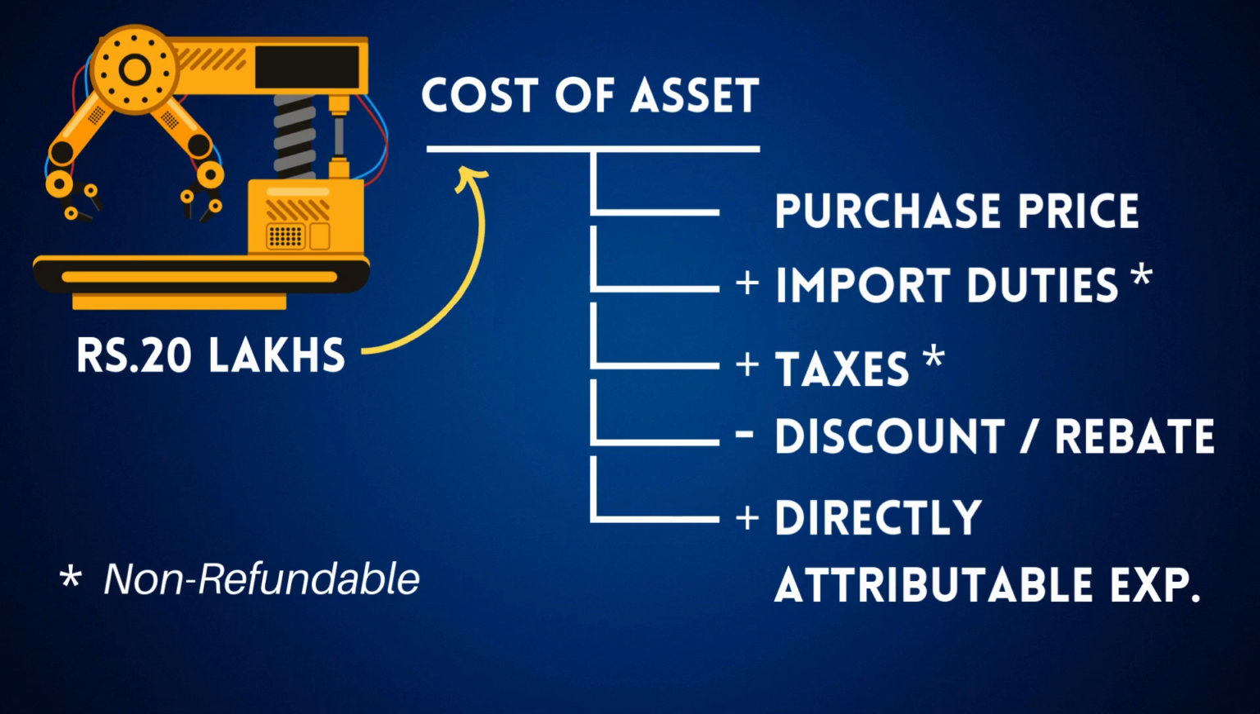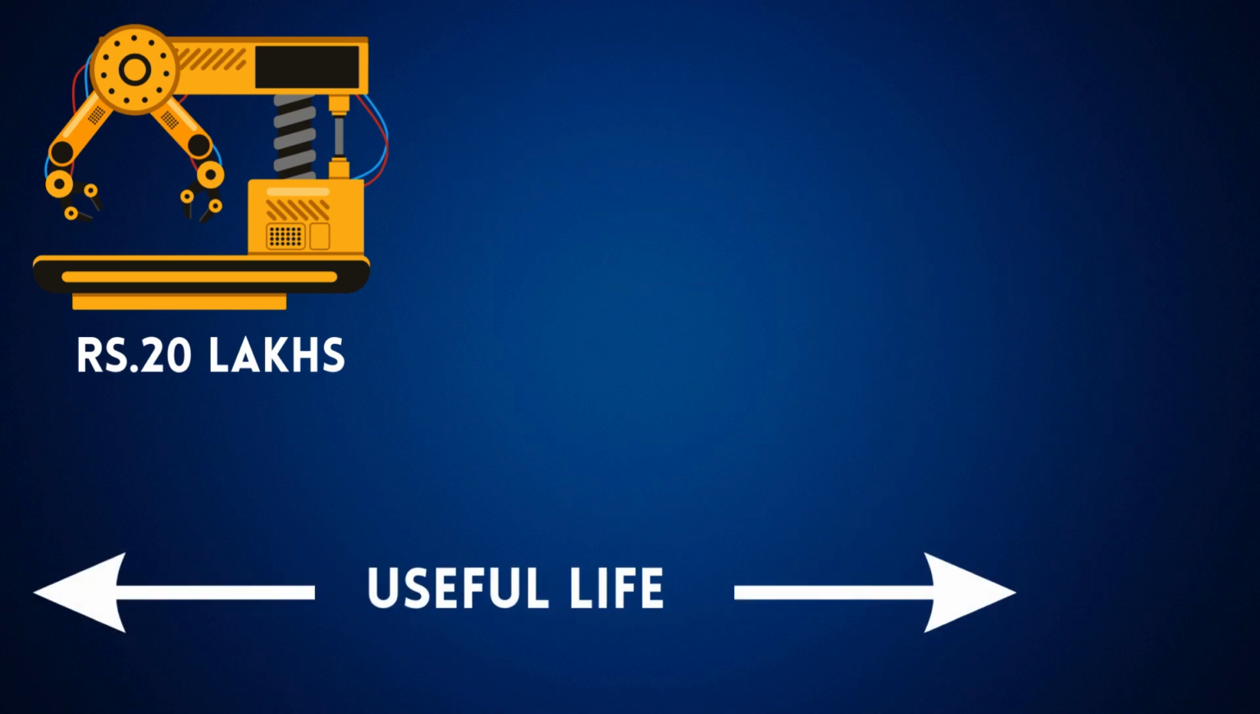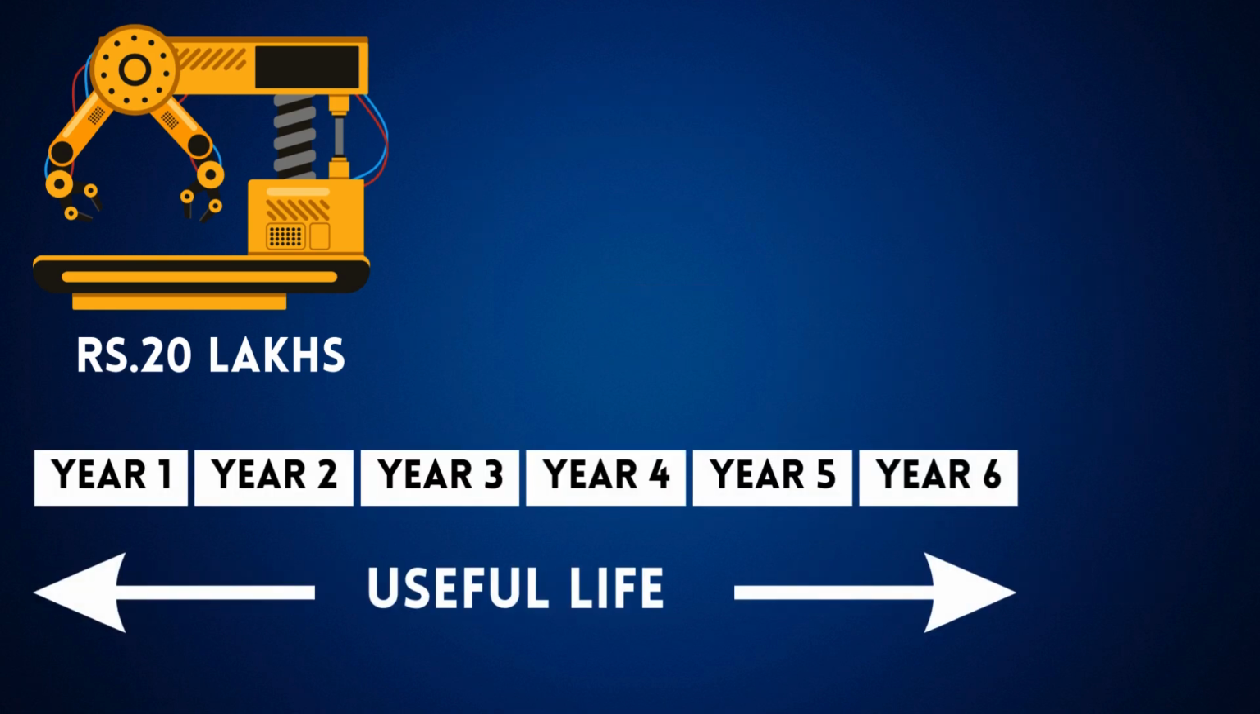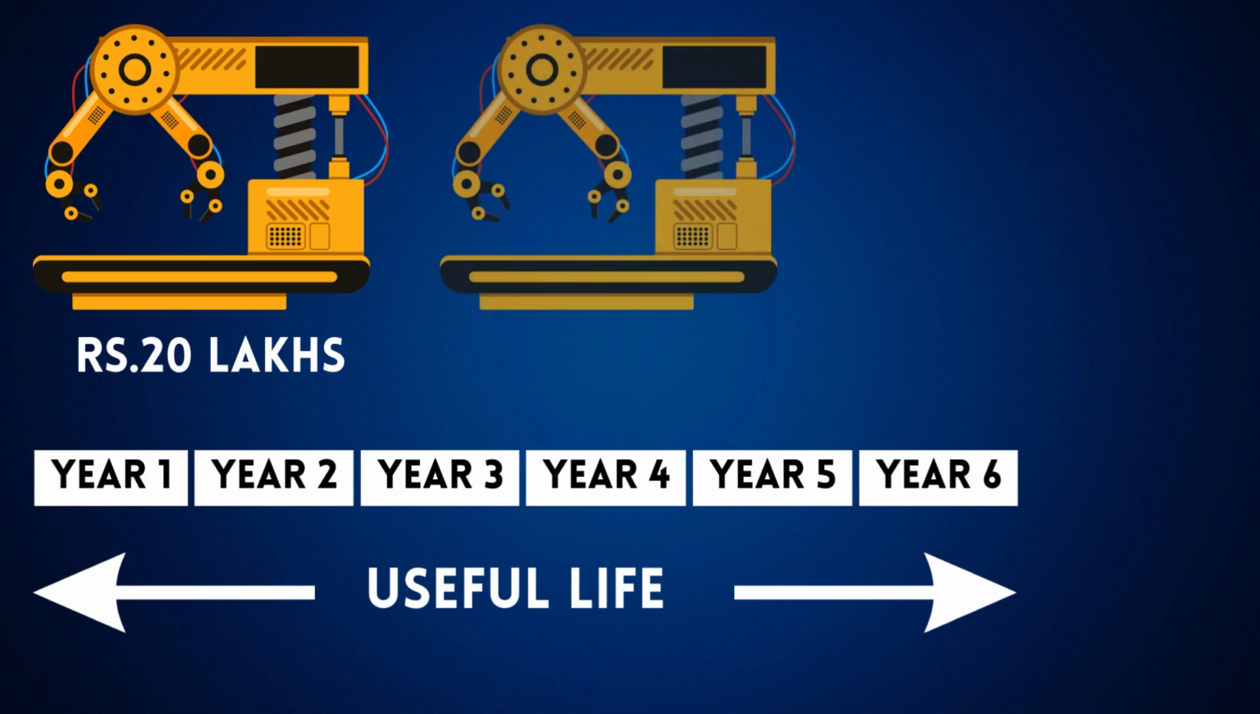Now, imagine that the useful life of the asset is 6 years. What is meant by useful life? It means that the estimated period over which the asset is expected to be used productively by the business is 6 years, after which it will become obsolete, inefficient, or uneconomical.